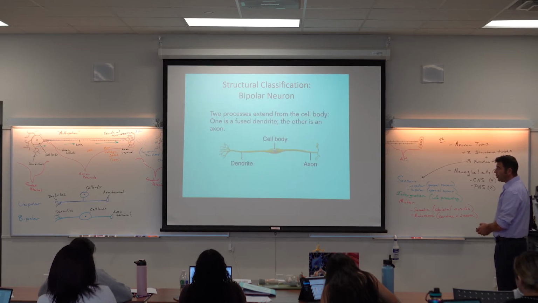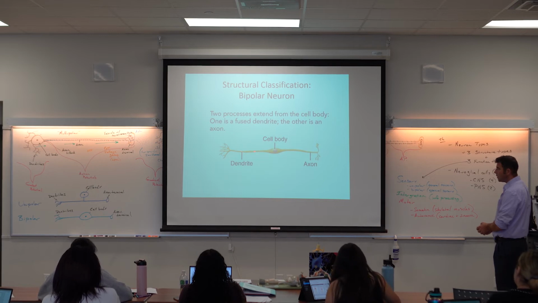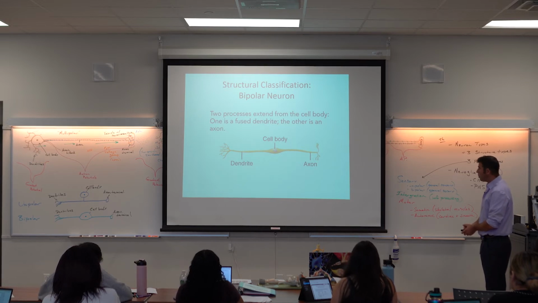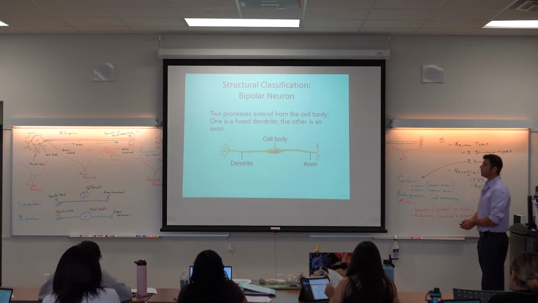Next one is a bipolar neuron. We can see a cell body right in the middle. On one side there's a dendrite, on the other side there's an axon. Sandwiched in between is that cell body. So it indicates a bipolar neuron. We know that's a sensory neuron.